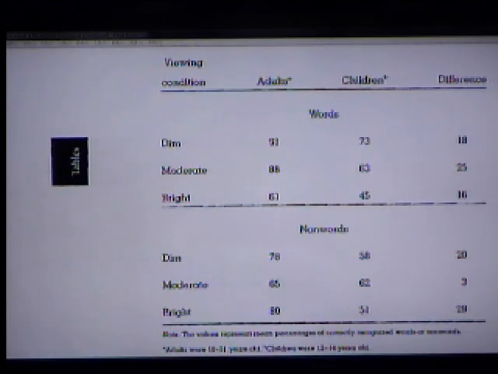Adults were 18 to 20 years old. So please take a look. The little superscript A, no space, Adults, capital A, were 18 to 21 years old, period, space, superscript B. You see, A and B are on the same line, so you can have multiple notes on the same line. B, no space, Children, capital C, were 12 to 14 years old, period.